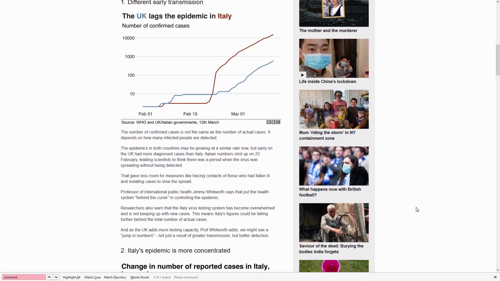The first claim in the article is that the UK epidemic is lagging Italy. Okay, does that matter? Let's look at the model.